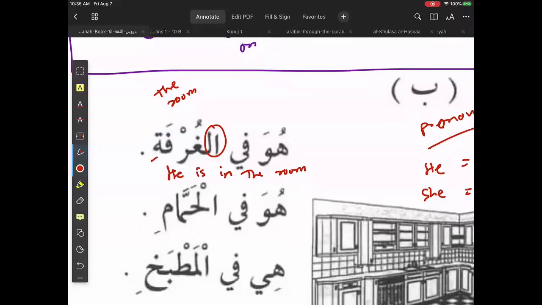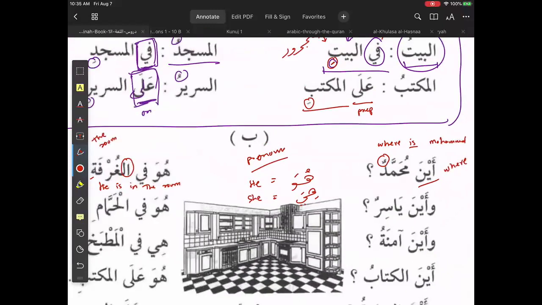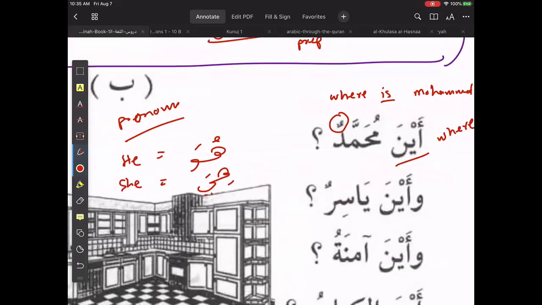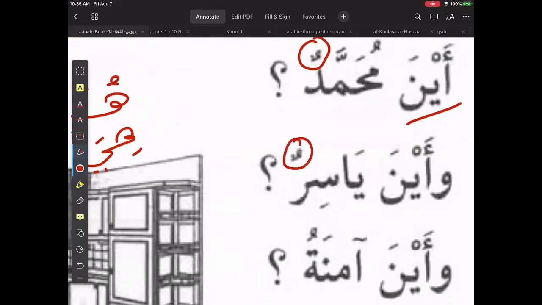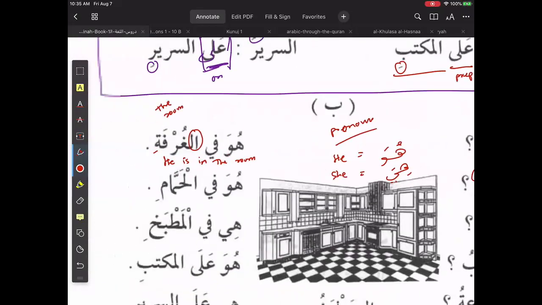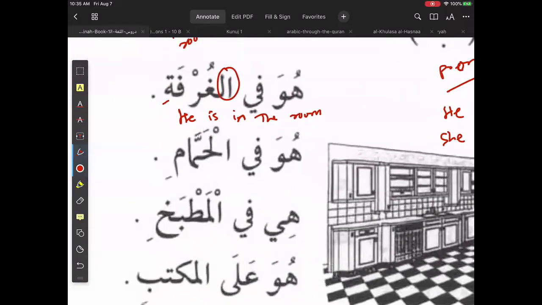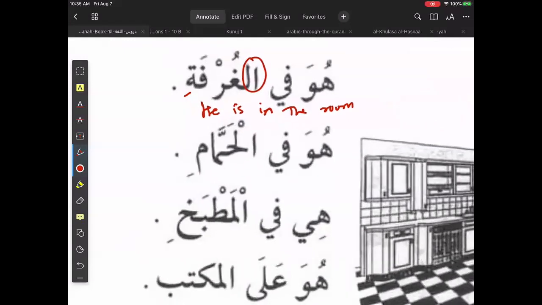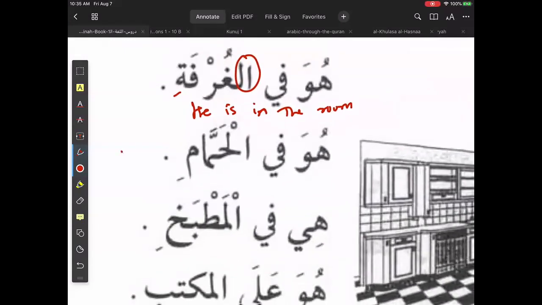Okay. So then the question is, wa aina yasirun. Wa here is and. See, yasirun, we are putting tanwin here. So what does wa aina yasirun mean? And where is Yasir? And you're saying huwa fil hammam. Hammam is bathroom. Did I give you the vocabulary words list or not? I'm not sure. If not, then inshallah I'll send it to you. All of these words should be in that vocabulary list. Hammam is bathroom.